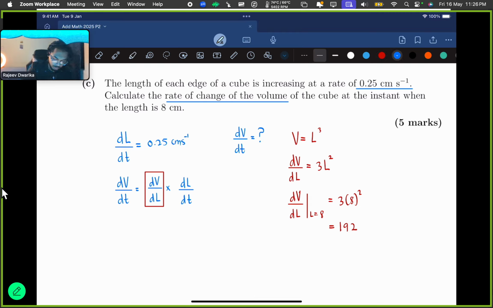Right? And we need to put units. Let me show you how we're going to find the units. Volume is measured in centimeters cubed, and length in centimeters. So the centimeters cancel, and that'll be centimeters squared. So the units for this is centimeters squared, right?